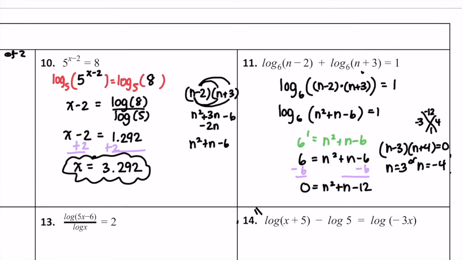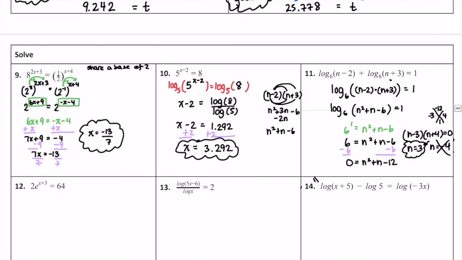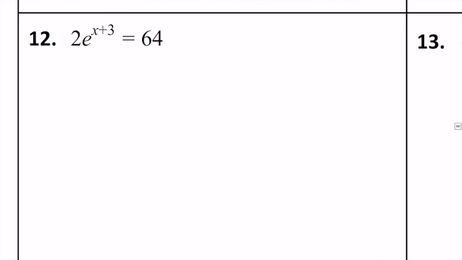If I plug in negative 4 here, and it just has to not work for one of them, that's negative 6 inside, that doesn't work. Because that's negative, and I can't have a negative in a logarithm, so the only answer is n is equal to 3. For 12, I have 2 times e to the x plus 3 power is equal to 64.